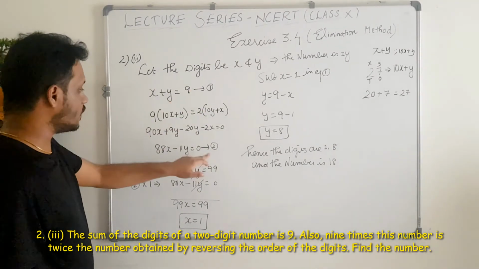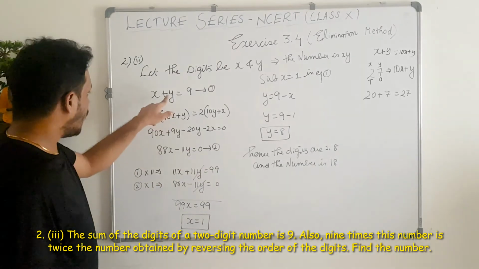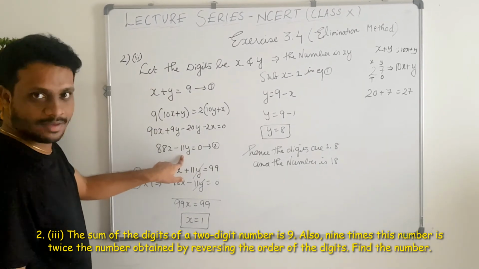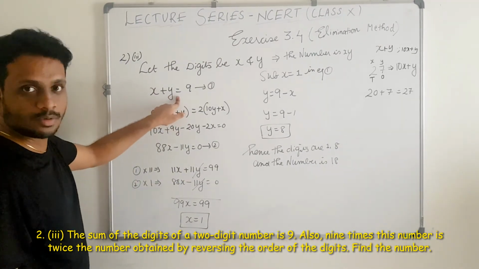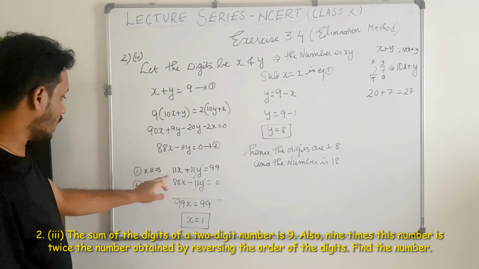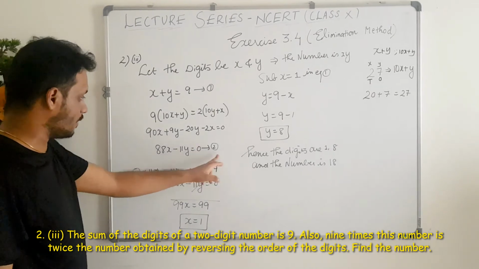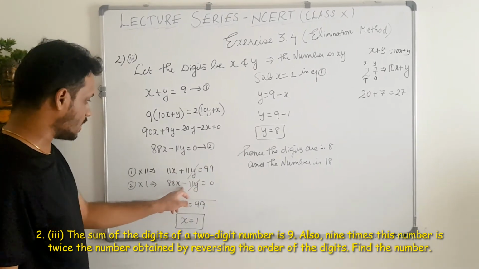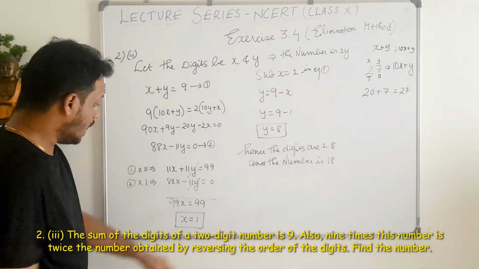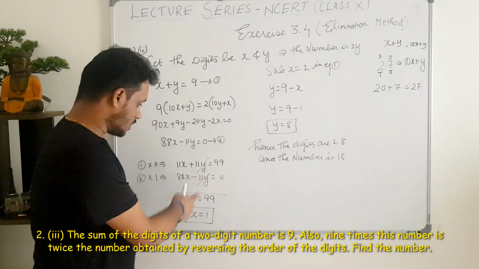I'm trying to solve the first and second by elimination method. I have a plus y, I have a minus 11y. So what I do, I multiply the first equation with 11. So when I do with 11, I get 11x plus 11y equal to 99. And the second equation I multiply with 1, so it remains as it is, which is 88x minus 11y equal to 0. Here I have plus 11y minus 11y, which cancels each other.